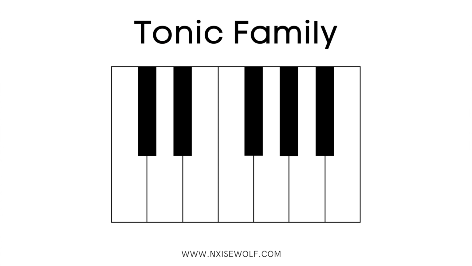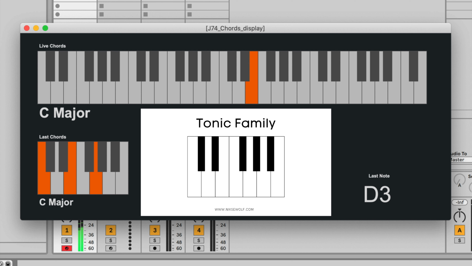The tonic family consists of 3 chords. If we are in the key of C major, the chords that belong to the tonic family are going to be on the 1st degree, on the 3rd degree, and on the 6th degree. So we've got our C, we've got our E, and lastly we've got our A. Now, if we built chords on those, we'll have our C major, our E minor, and our A minor.